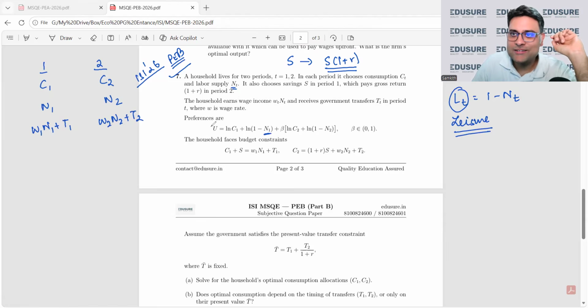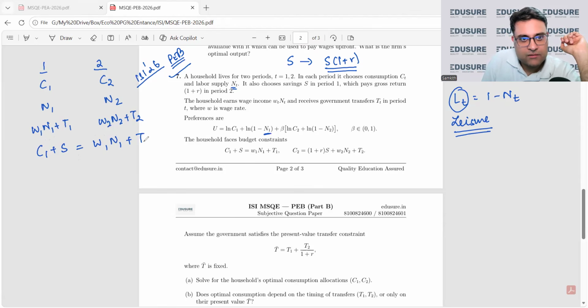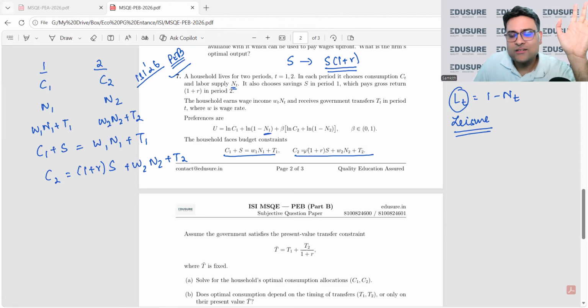So the utility depends on how much leisure I am able to take rather than the labor. That's why it's 1 minus the labor that I'm putting in. This is the leisure. The household faces budget constraints C1 plus S is equal to W1 N1 plus T1, and C2 is equal to 1 plus R into S plus W2 N2 plus T2. This is basically standard. Consumption in the second period is whatever I save in the first period plus whatever I get in the second period. And consumption in the first period plus the saving is whatever I earn in the first period.